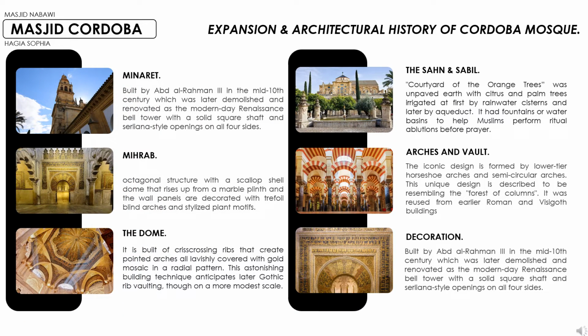There are 6 interesting architectural elements in the Mosque of Cordoba. The first one was the minaret built by Abdurrahman III in the mid-10th century, which later became a bell tower with a solid square shaft and saline style openings on all 4 sides.